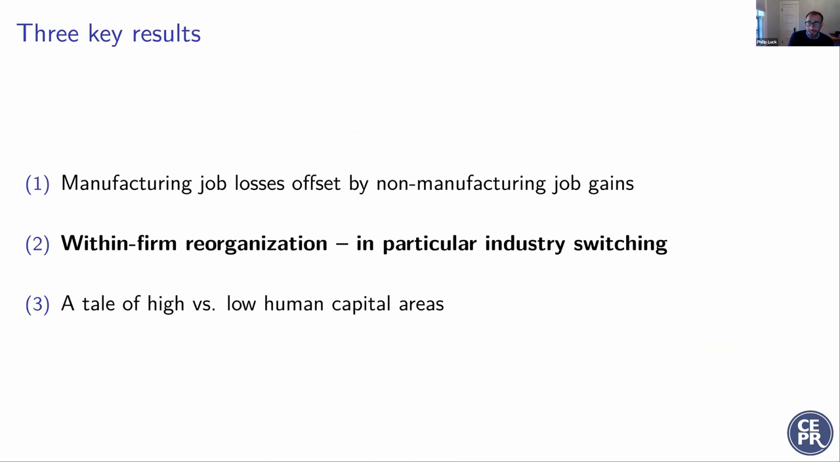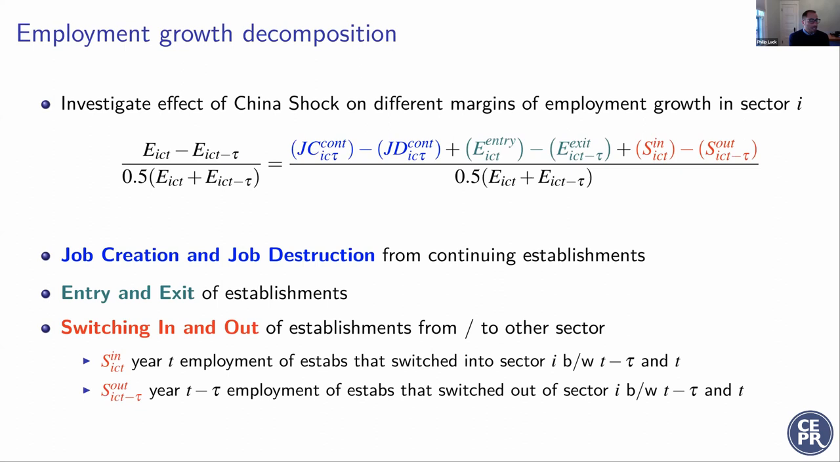Now that we've established the basic point of our first finding, which is that we find evidence of this reorganization, or transition from one sector to the other, we want to think more carefully about exactly how that's occurring within and across firms. To do that, we're going to use the same Davis-Haltiwanger-Schuh growth rate, but this also allows us to look at particular margins of employment changes. So in blue, we can see job creation and job destruction of continuing establishments.